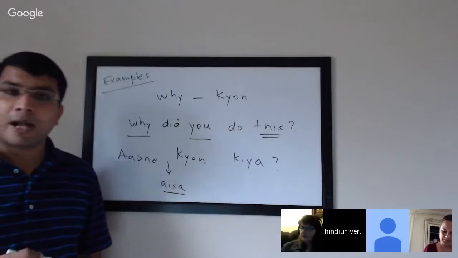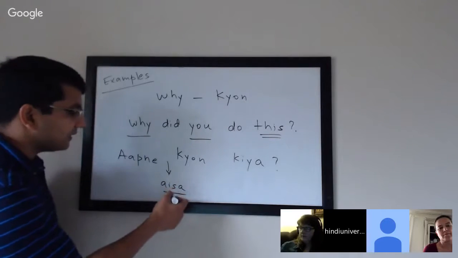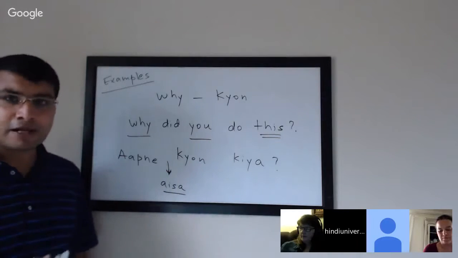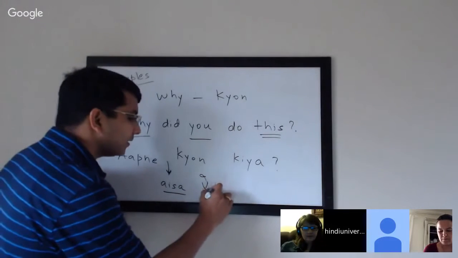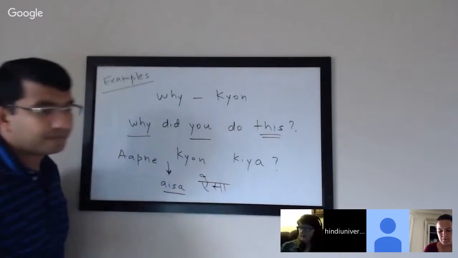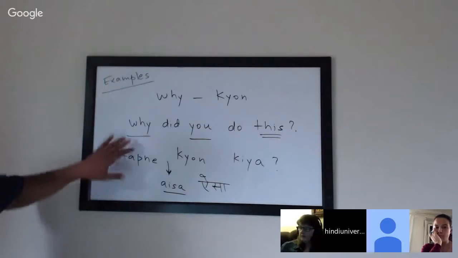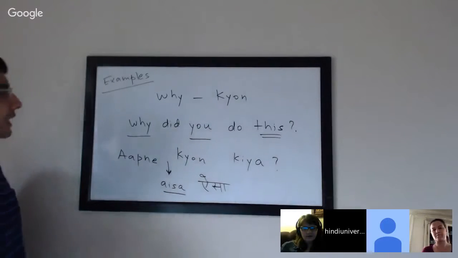Okay, और आपने यह. ऐसा is nothing but the inflected form of यह, right? So you'll say आपने ऐसा क्यों किया? Okay. So I hope this is okay. Why did you do this? Okay, so I hope this is fine.